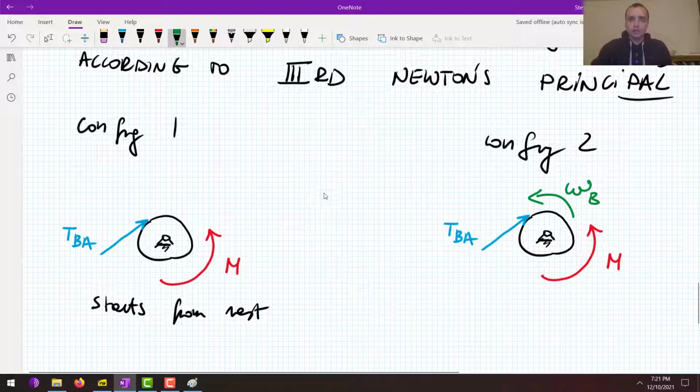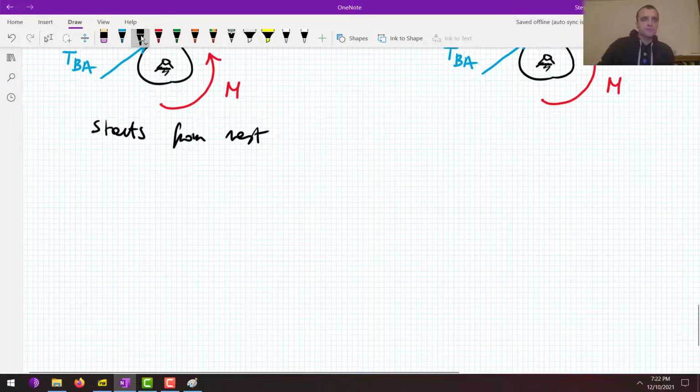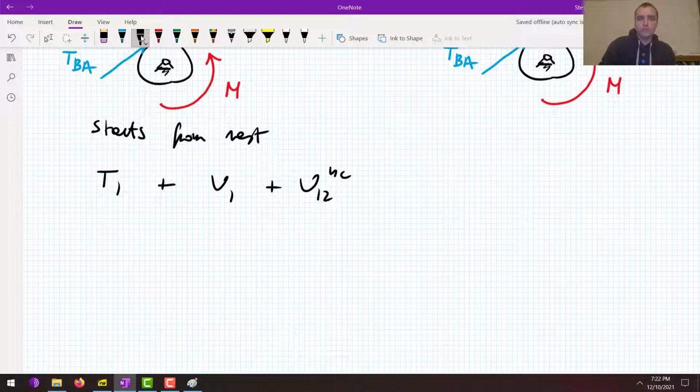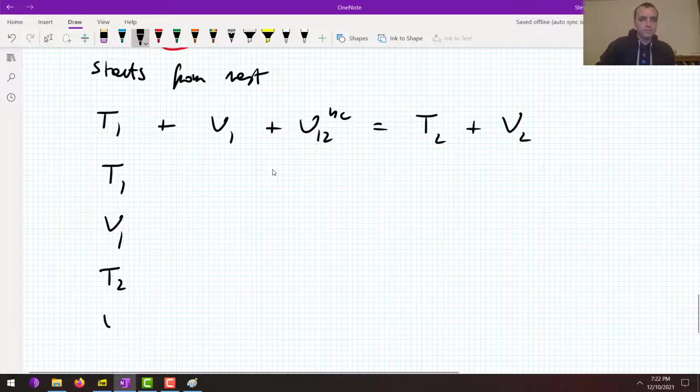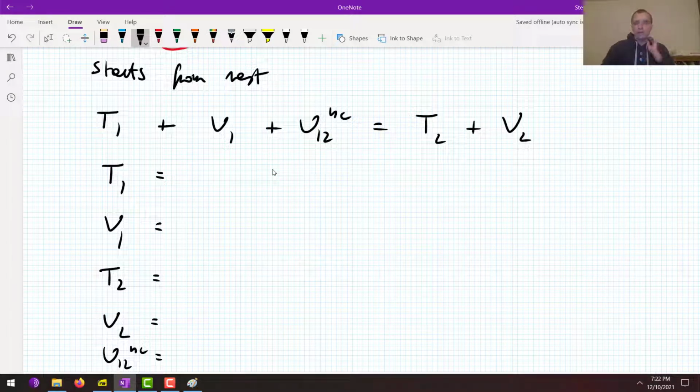Config 1 and config 2 are exactly the same configurations as in part A. So T1 plus V1 plus U12 non-conservative is equal to T2 plus V2. T1, V1, T2, V2, U12 non-conservative. Okay, let's find these 5 guys.